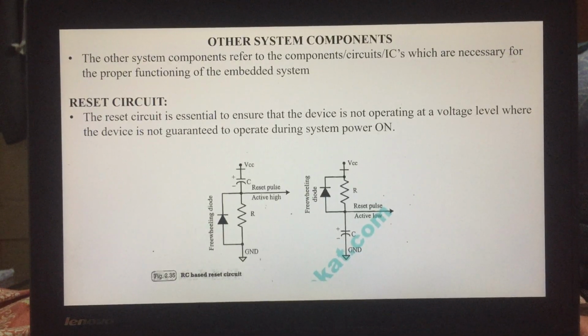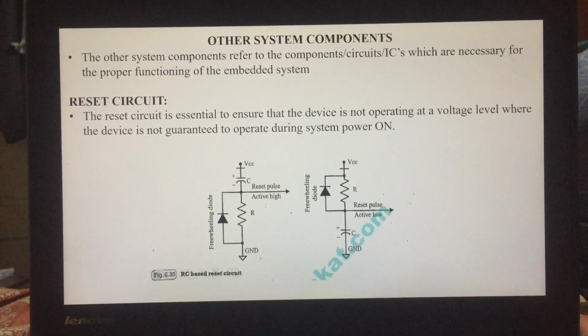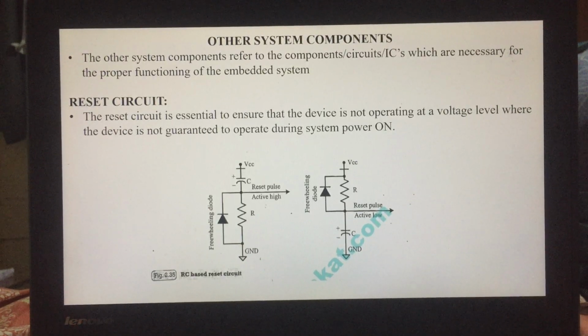Other system components. Other system components are the components, circuits or ICs which are used for the proper functioning of the embedded system. In turn, it enables proper functioning of the processor or controller and firmware execution.